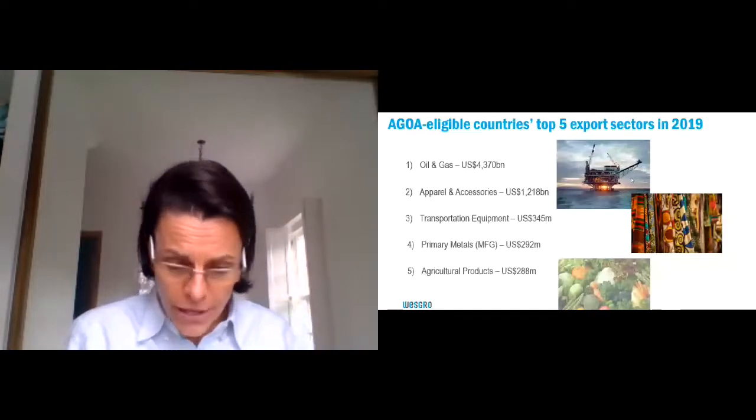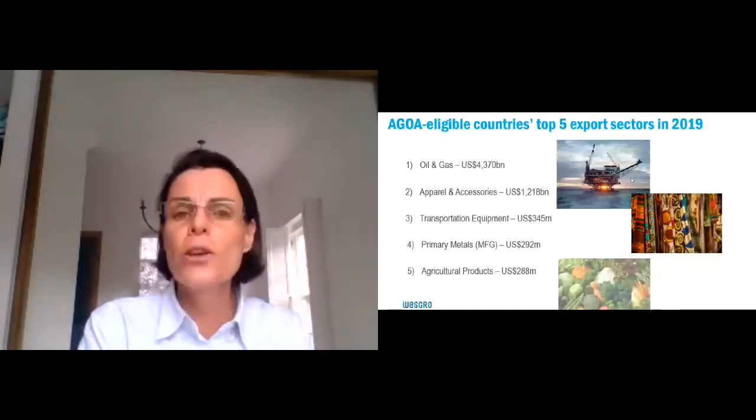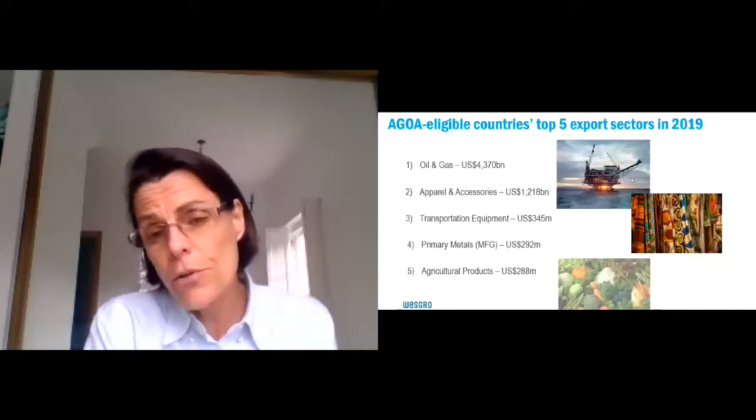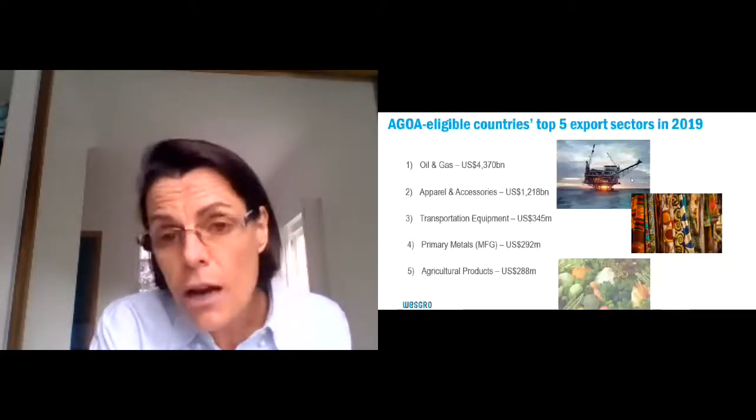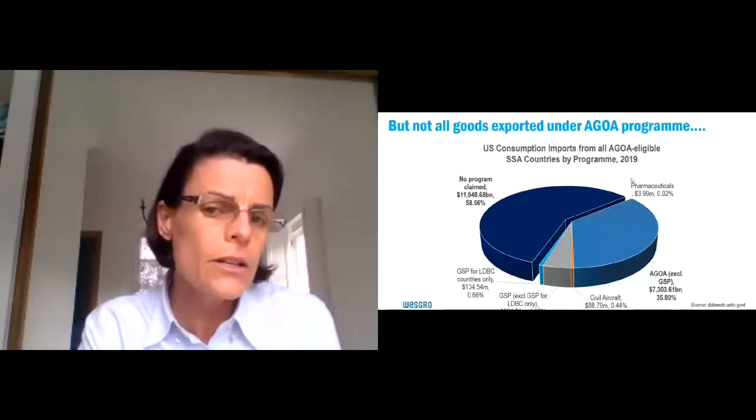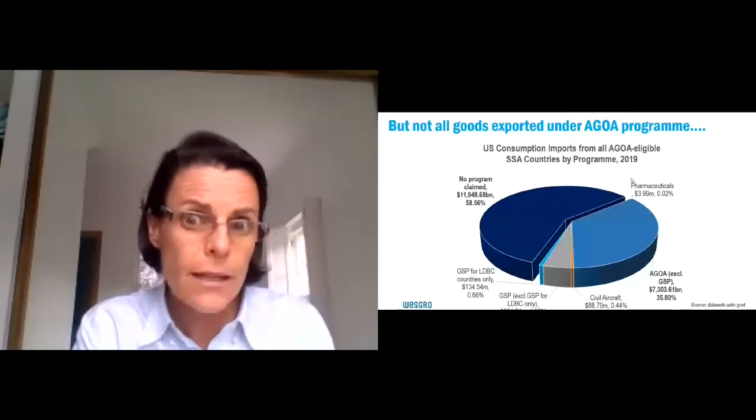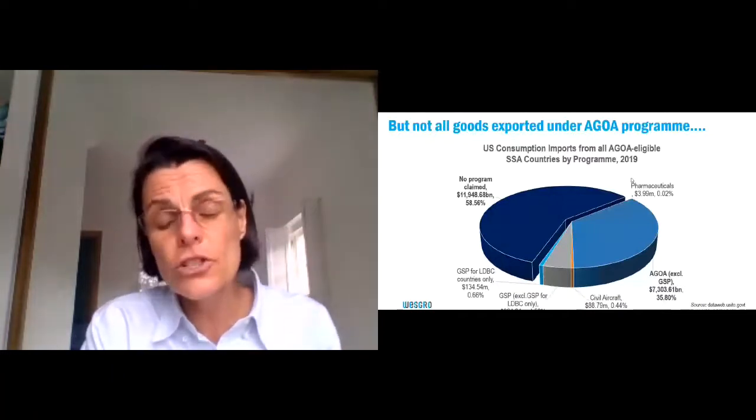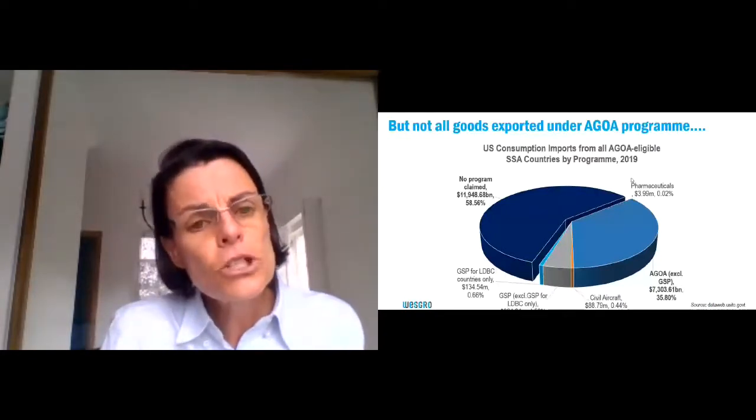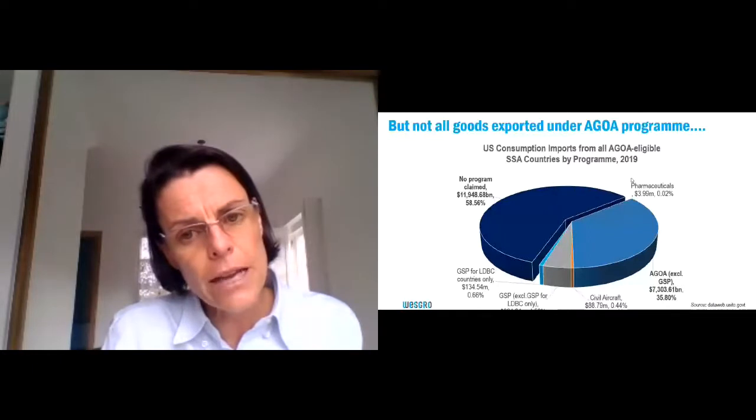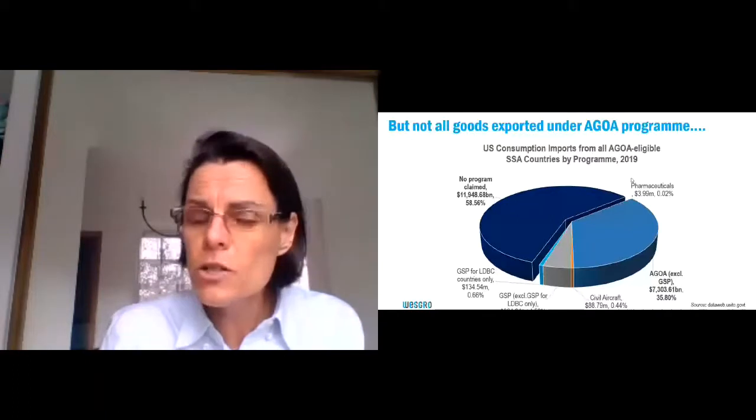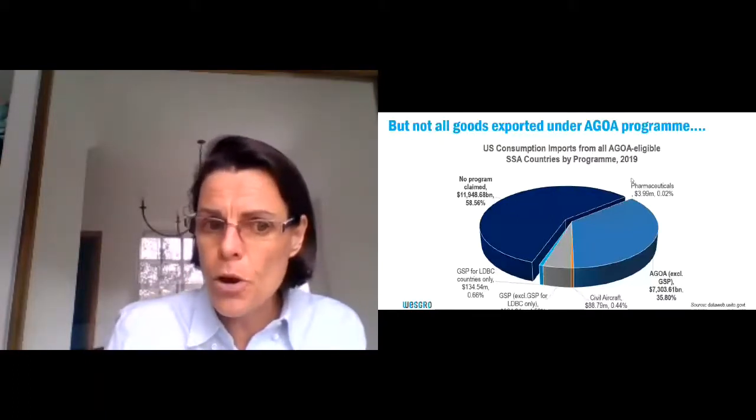It's important to note that not all goods are exported to the US under the Agoa program. And like I touched on very briefly a couple of minutes ago, there are a number of programs under which products are exported to the US. Of the $20.4 odd billion worth of products exported by these sub-Saharan African beneficiary countries to the US in 2019, you can see that the majority actually went into the US under the no program claimed status, where close on $12 billion worth of products were exported to the States.